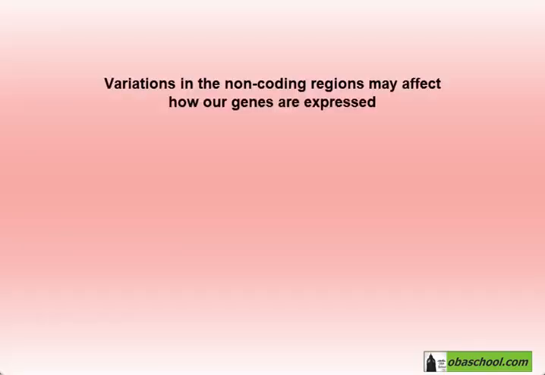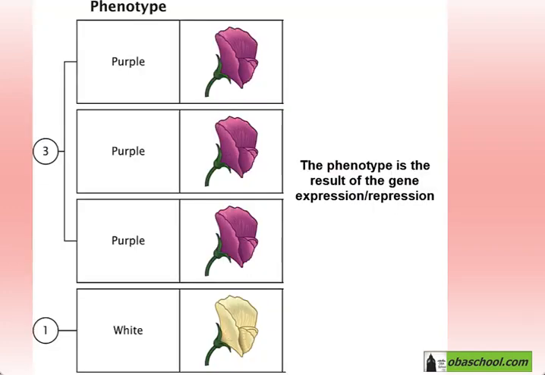Scientists think that variations in the non-coding areas of our DNA may affect how our genes are expressed, and this in turn affects the phenotype, or the physical appearance, or the biochemistry of an organism. So the phenotype could be hair color, could be height, could be whether the individual has a disease or not. This is the phenotype. It is the result of the expression or the non-expression of some genes.